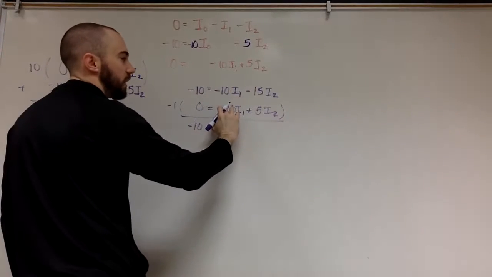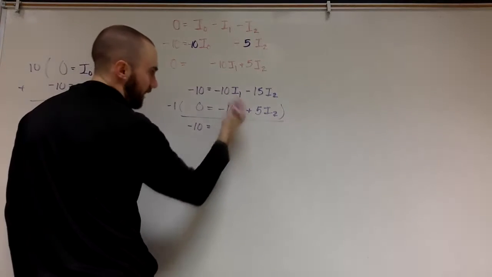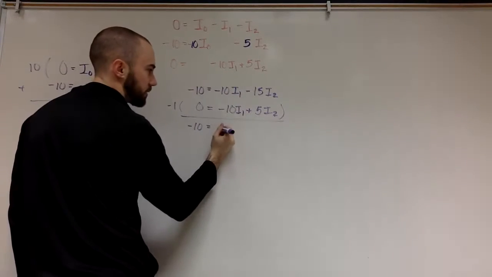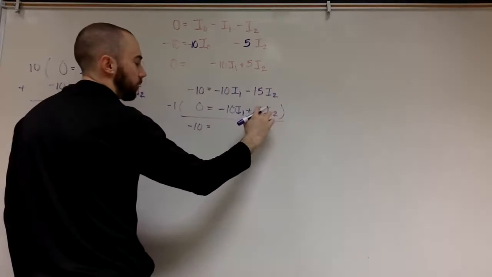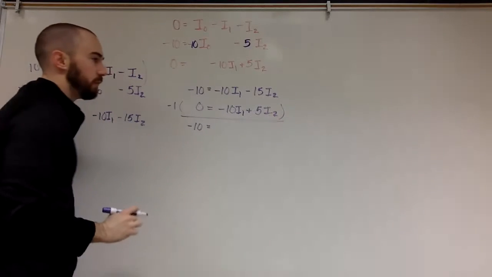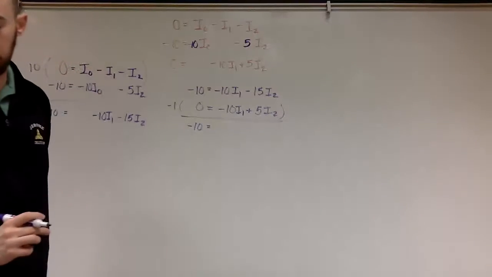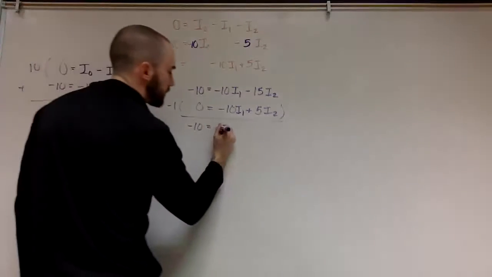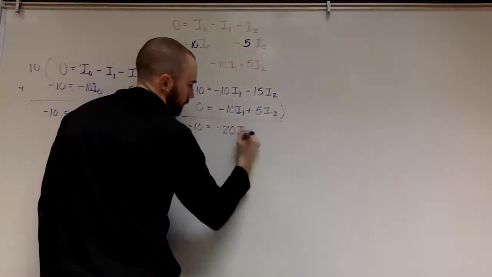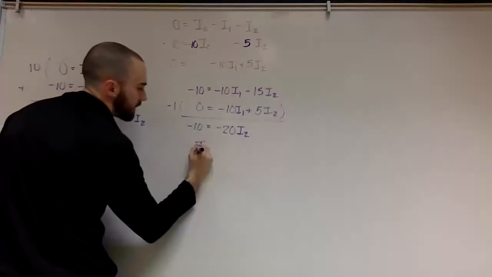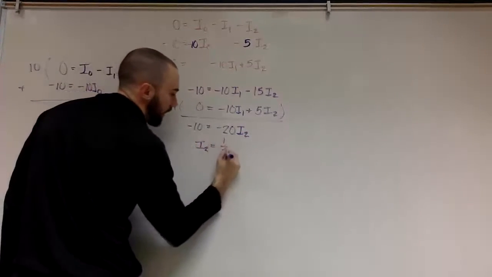Now I have positive I1 plus negative 10 I1, so positive and negative the same value, so that's 0 I1. And then I'm left with down here negative 5 I2 plus negative 15 I2, which is going to give me negative 20 I2. Which means that I2 is equal to 1/2.